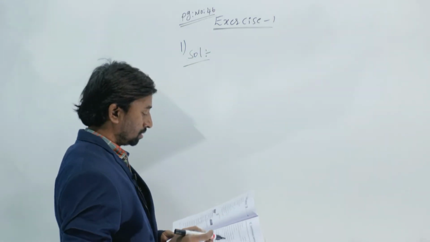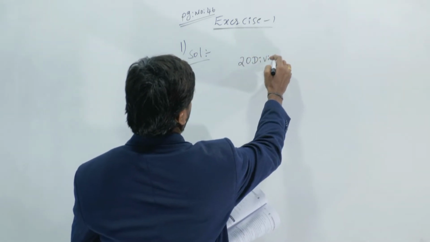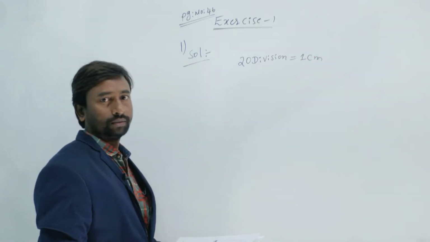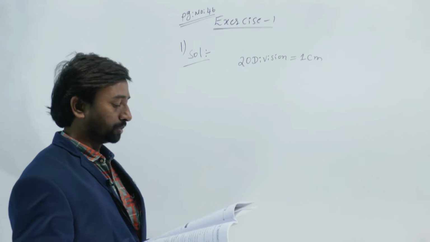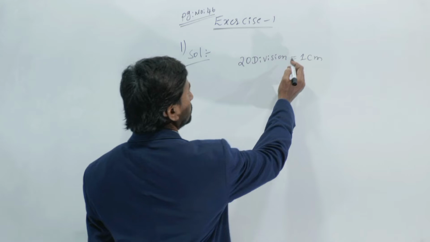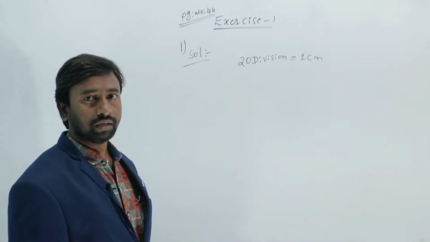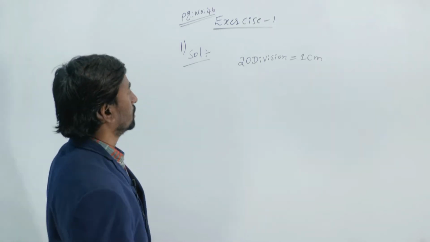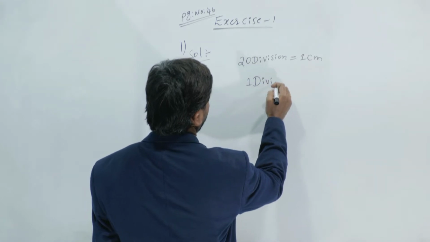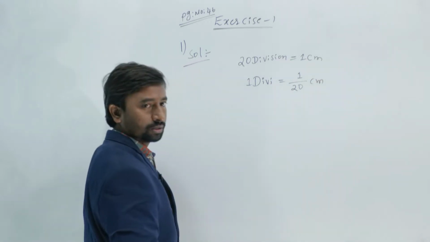Vernier calipers has 20 divisions in a centimeter. 20 divisions is equal to 1 centimeter, we can write. In a centimeter, 20 divisions are there. Then what is the pitch of the Vernier calipers? We know that the pitch is nothing but the least value we can take from the main scale. That is the least value which can be taken from the main scale, known as the pitch. So from this we can write, 1 division is equal to 1 by 20 centimeters. Okay.